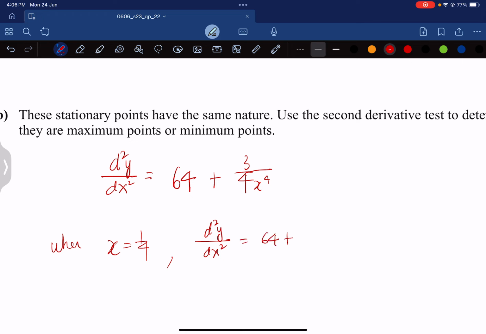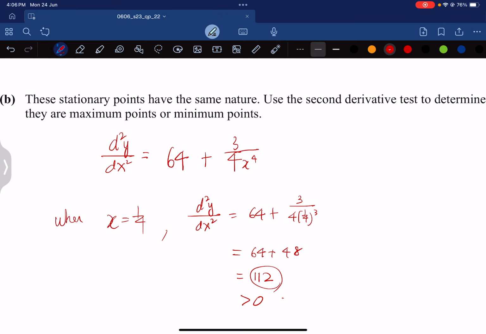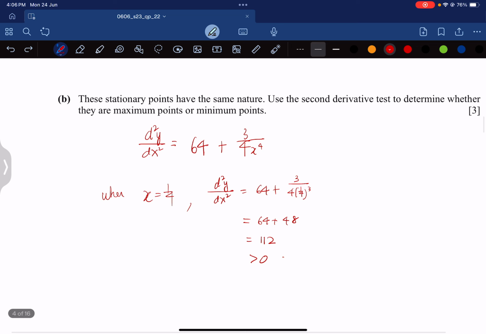So 64 plus 3 over 4 times 1/4 to the power of 4, which is 1/256. Dividing by that means times 256. So 64 plus 48, which is 112, which is greater than 0. The number itself, the magnitude itself, doesn't matter, just the sign. It's positive, so we know that it's a minimum.